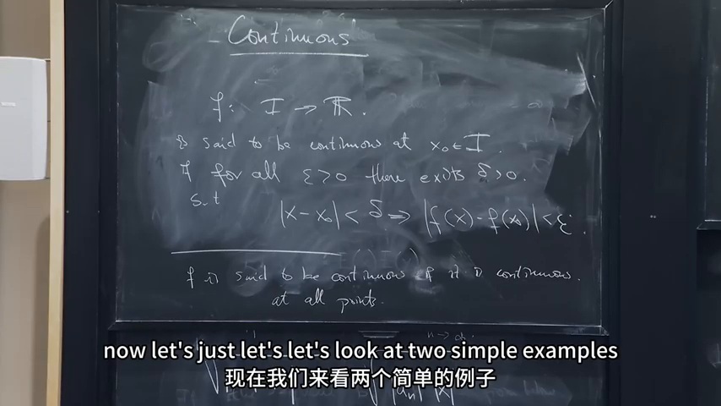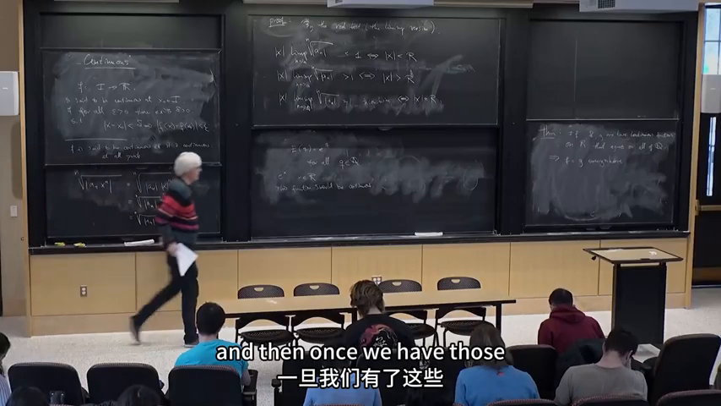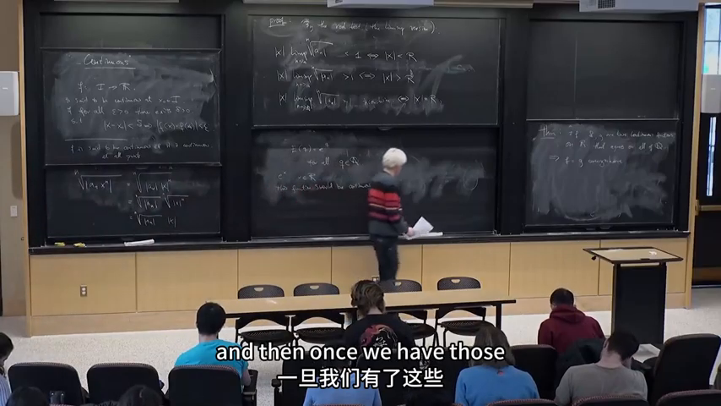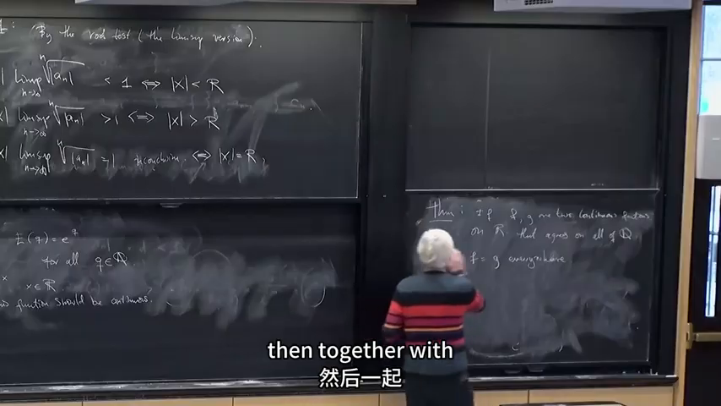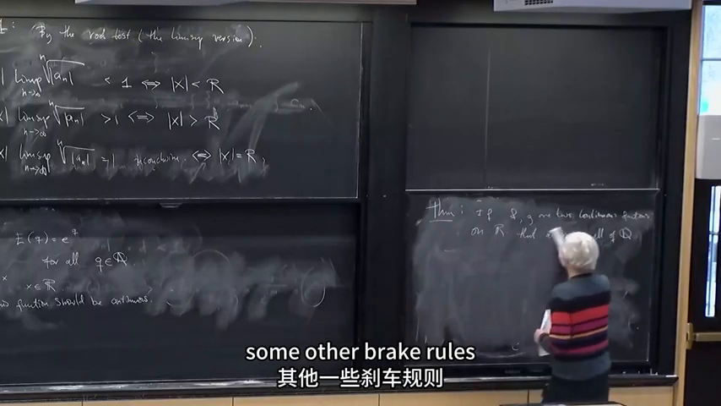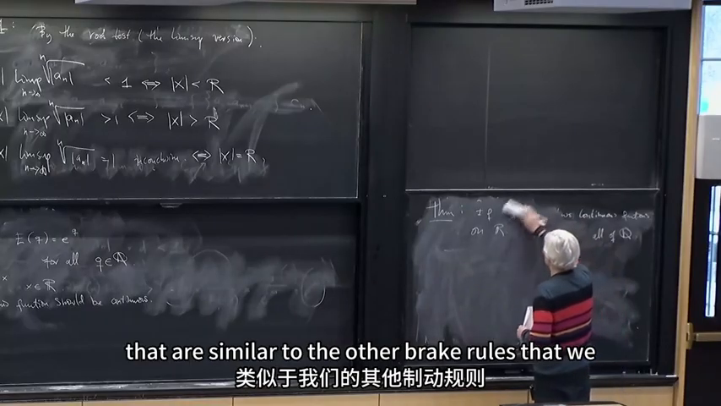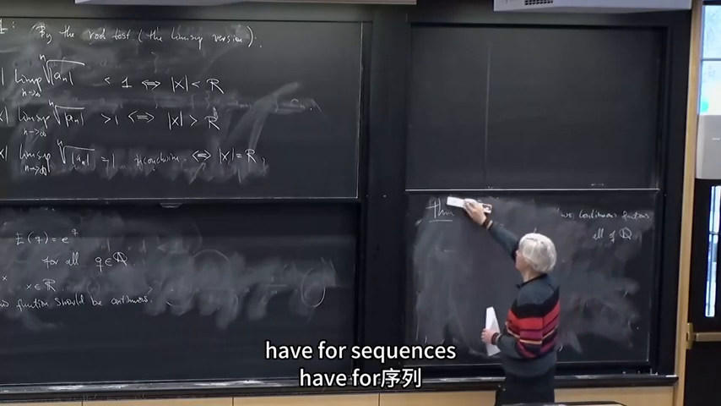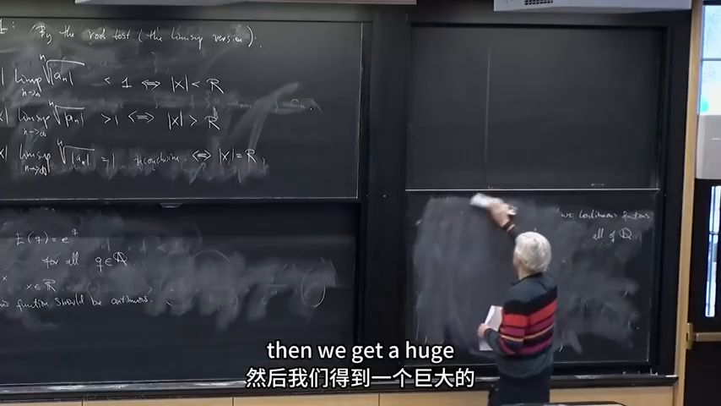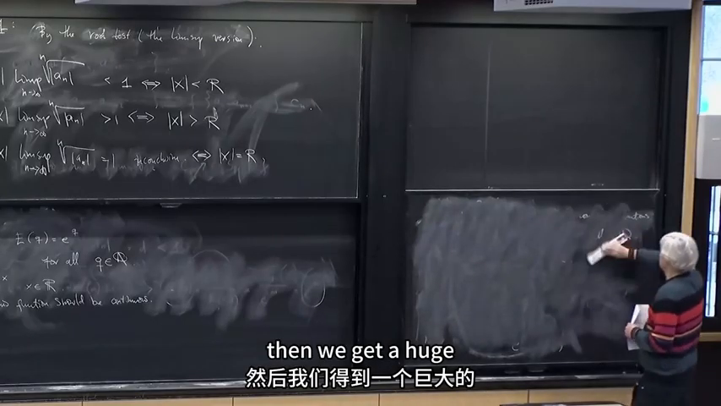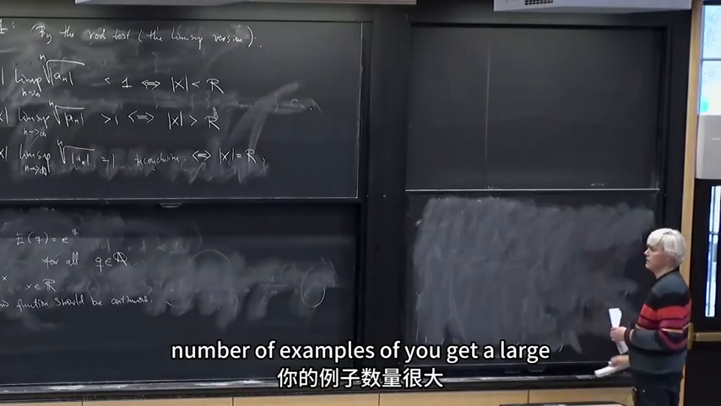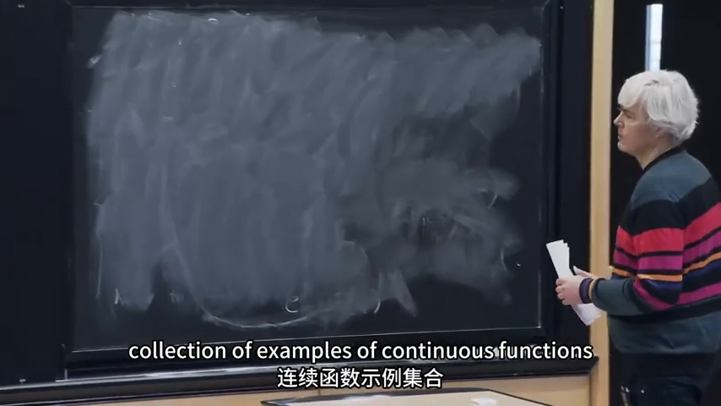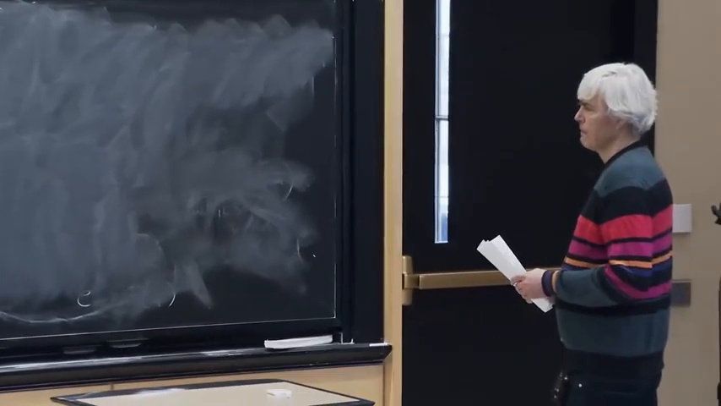Now let's look at two simple examples, and then once we have those, together with some algebraic rules that are similar to the algebraic rules that we had for sequences, we get a large collection of examples of continuous functions.